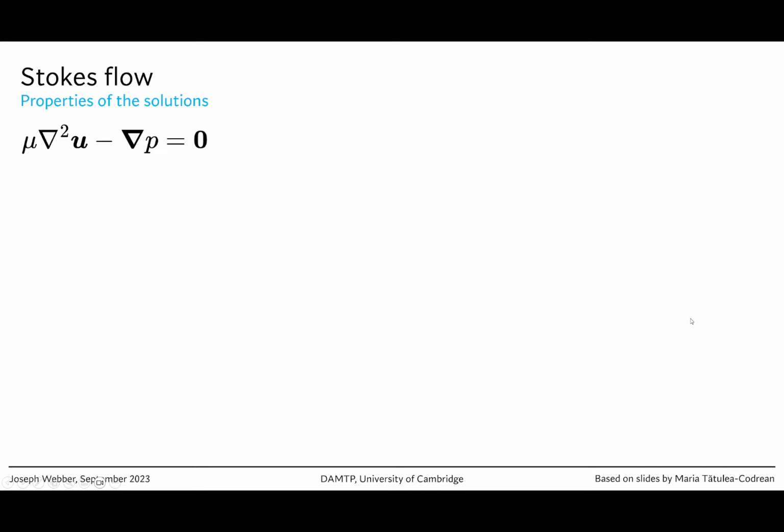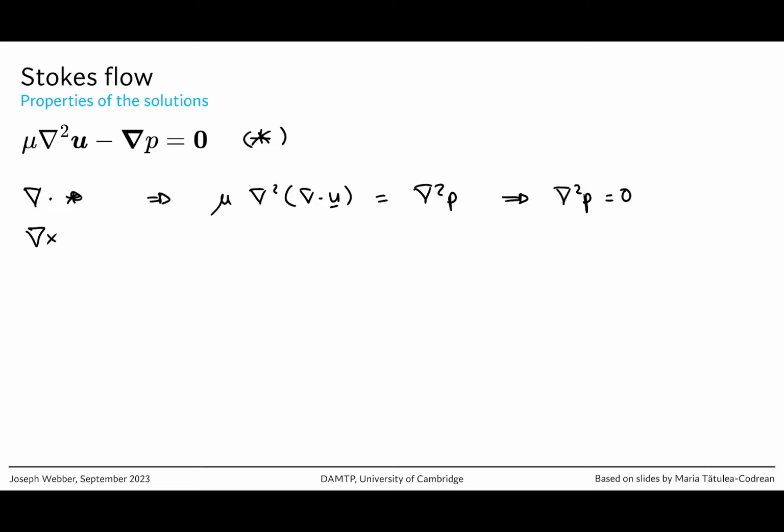There's a few more properties of the solutions of the body force free Stokes equations. If we take the divergence of this equation, which we'll call star, we find that mu grad squared div u is equal to del squared p. Now, div u is 0 because we're incompressible, so the pressure is always a harmonic function. If instead we take the curl of star, the curl of a gradient is 0, so we have mu grad squared, we can pull the curl inside the Laplacian, equals 0, and that implies that the vorticity is a harmonic function, or a harmonic vector.